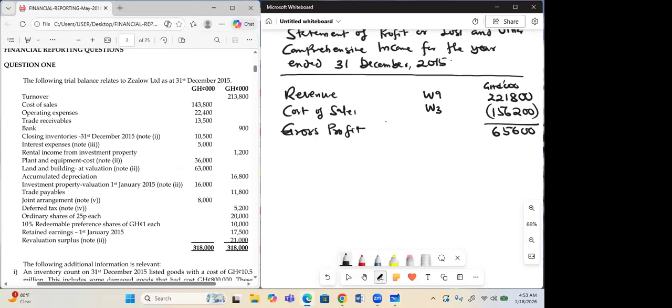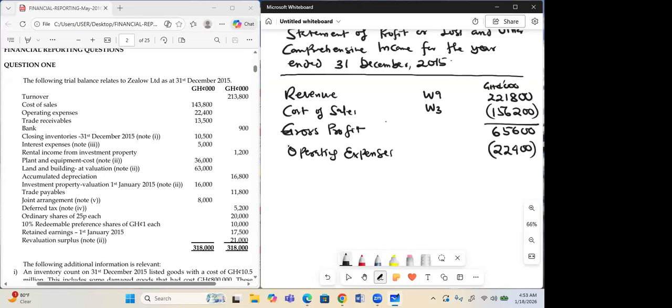Okay, so gross profit. Now, the expenses, administrative and distribution expenses. Check if they give them separately or they add them together as operating expenses. They can either give it to you separately or as one figure as operating expenses. So check. Operating expenses. How much was that? 22,400. 22,400. So you didn't add the investment income.